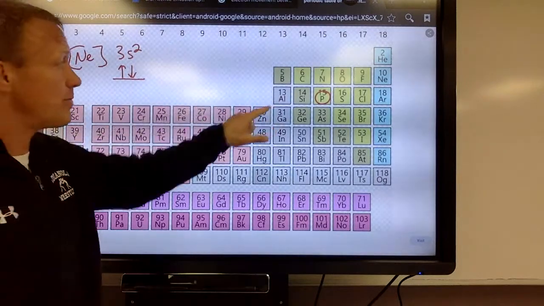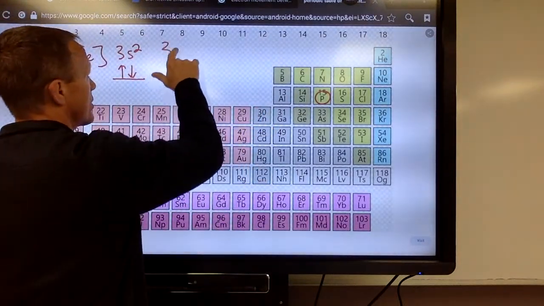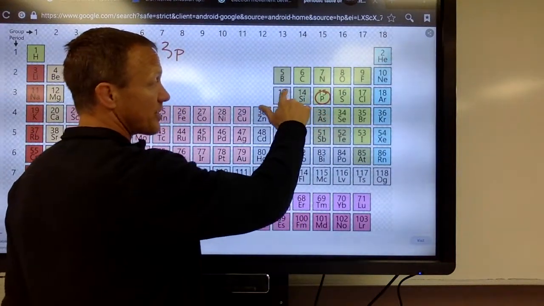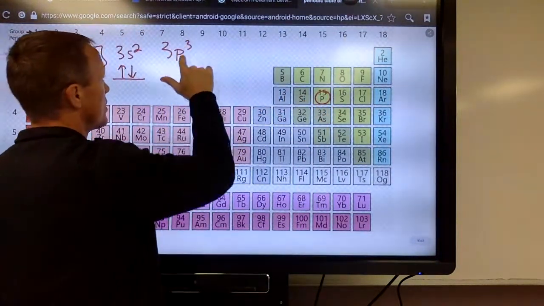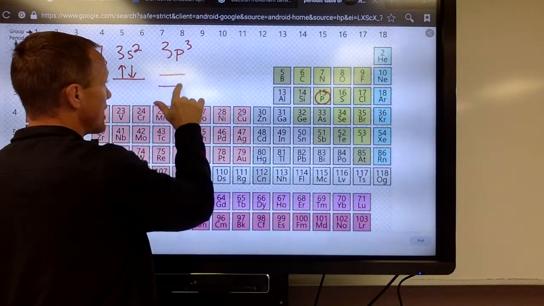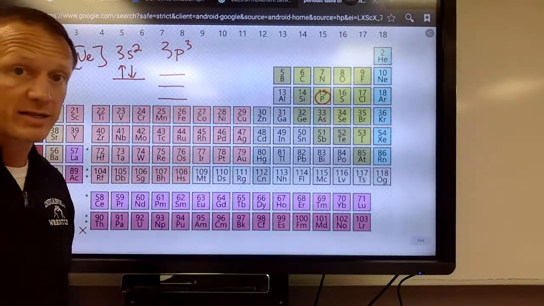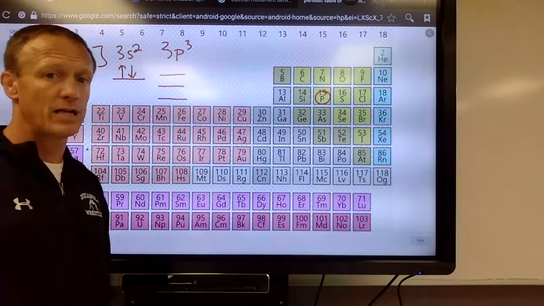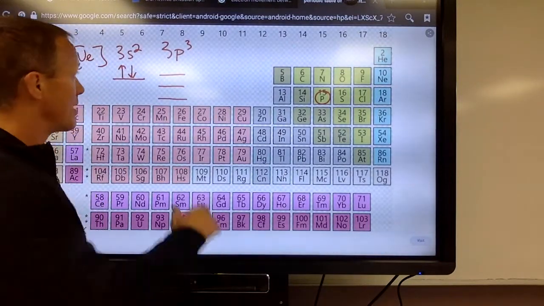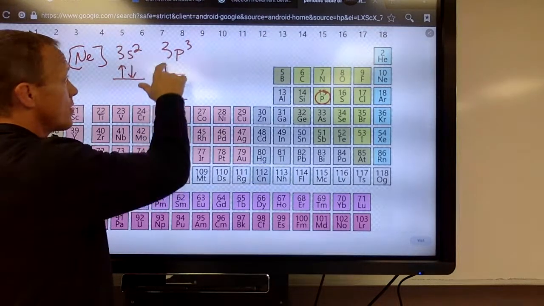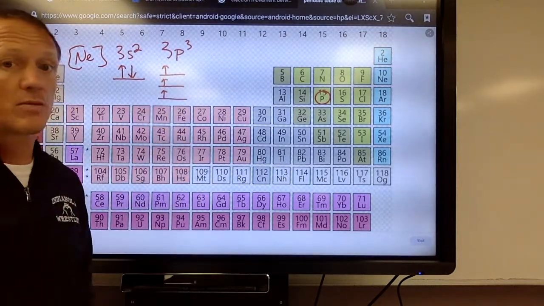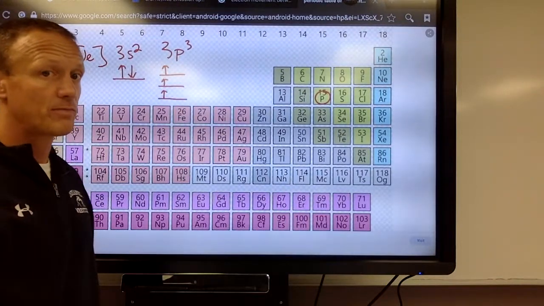After 3s comes 3p. And in the 3p sublevel, phosphorus has 1, 2, 3 electrons. So we draw all 3 orbitals that a p would have. It can hold up to 6 electrons. Here's the deal. Electrons want to go into orbitals unpaired when possible. So they want to go in by themselves. So one electron goes there, one goes there, one goes there. I don't care if the arrow is up or down. Electrons want to be by themselves when possible.